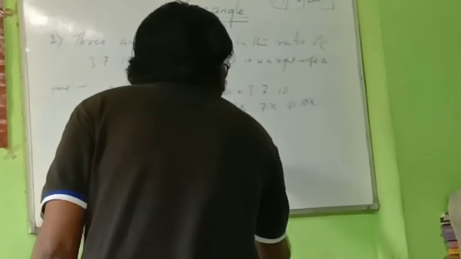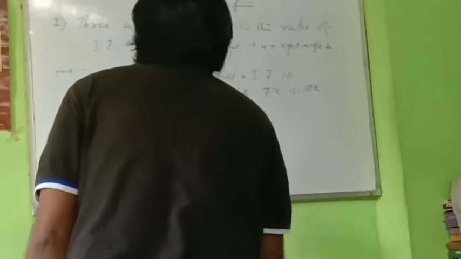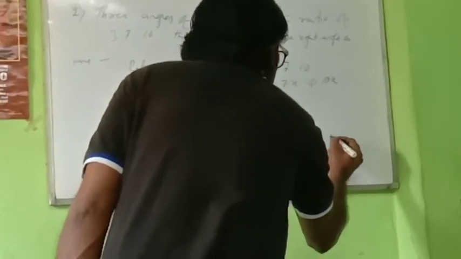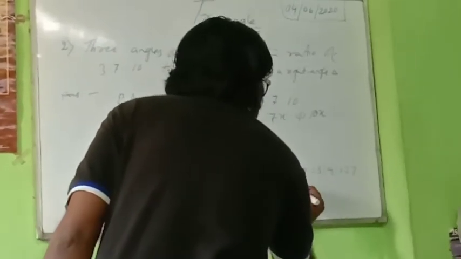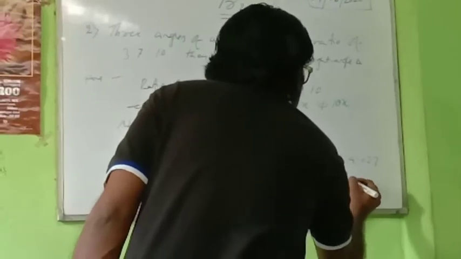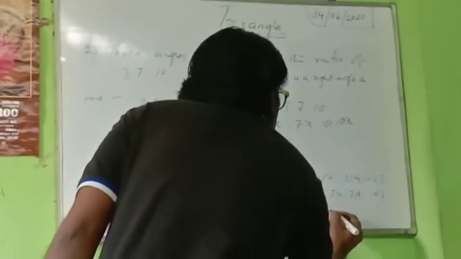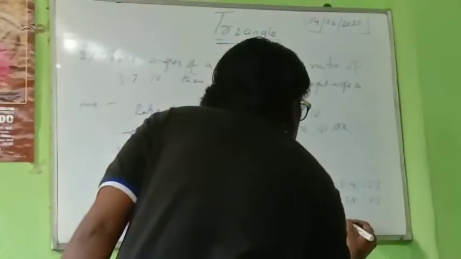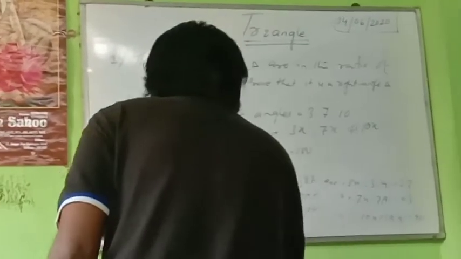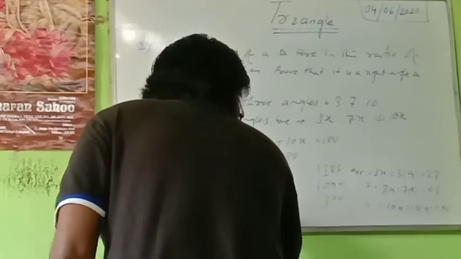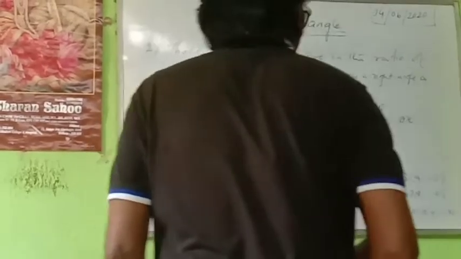Therefore, the first one will be how much? 3x, that means 3 into 9, which is 27 degrees. Same process, the second one will be how much? 7x, 7 into 9 is 63. And the third angle will be 10x, which is 10 into 9. That means one angle of the triangle is coming 90 degrees. Therefore, it is a right angle triangle. This is the way of solving number 2.